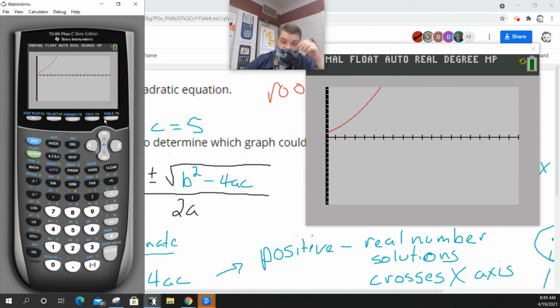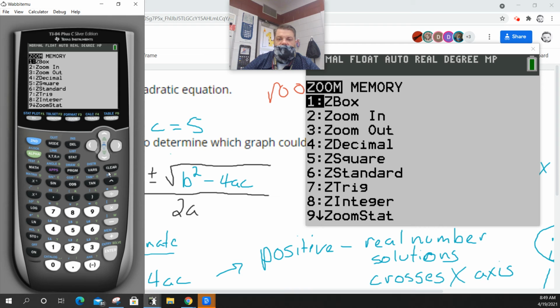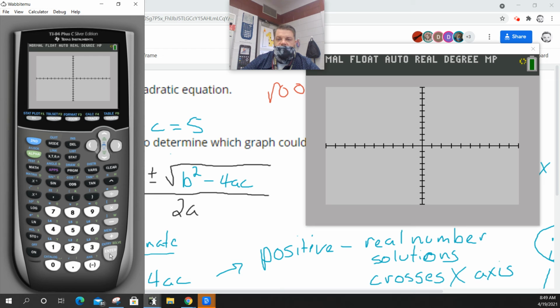Oh man, my stuff's all messed up. So go to zoom, and I think we could do a standard fit on this. So just hit the zoom button, and then option number 6 is zoom standard. All right. And let's see what we get. Okay. So it's still parabolic in shape, but notice that it doesn't cross the x-axis. So let's just take a screenshot of that, and then you guys could sketch that in your notes. So you're going to have multiple choice. One of them is not going to cross the x-axis. Does that make sense?